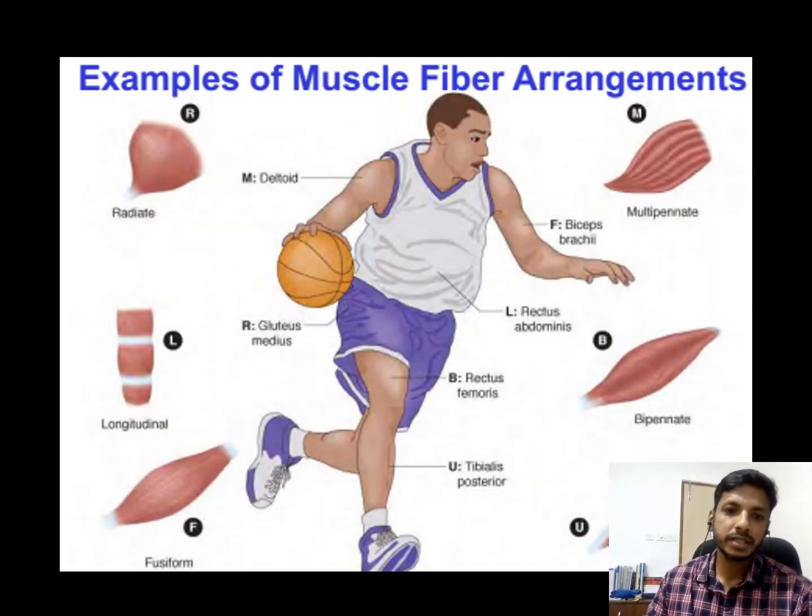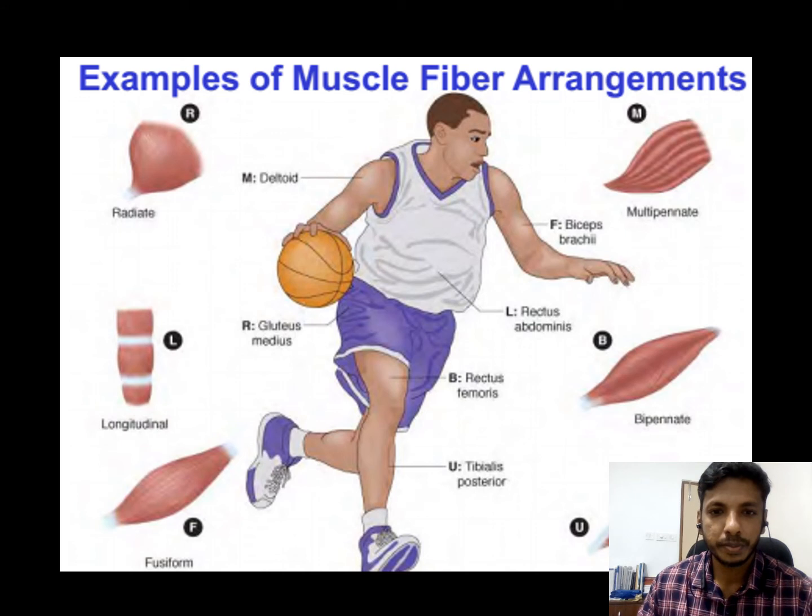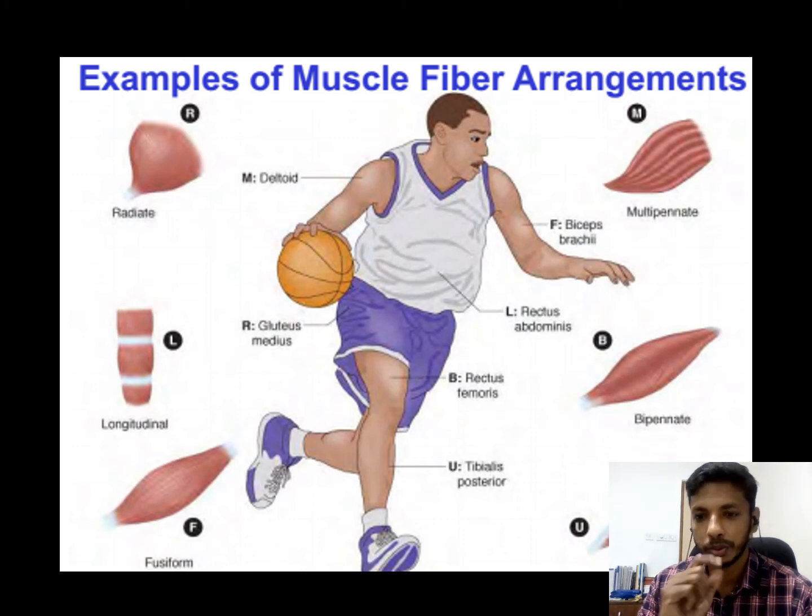So for muscle fiber arrangements, you have fusiform arrangement as in biceps, multipennate arrangement as in gluteus medius and deltoid, longitudinal fiber arrangement as in abdominals, bipennate arrangement as in rectus femoris, and unipennate arrangement as in tibialis posterior. These muscle fibers, especially in pennate muscles, are arranged at a particular angle. The orientation of the muscle fascicles and fibers is at a particular angle with respect to the internal tendon or the aponeurosis.